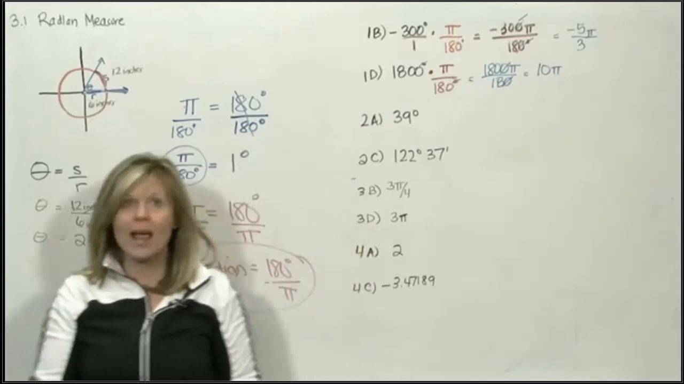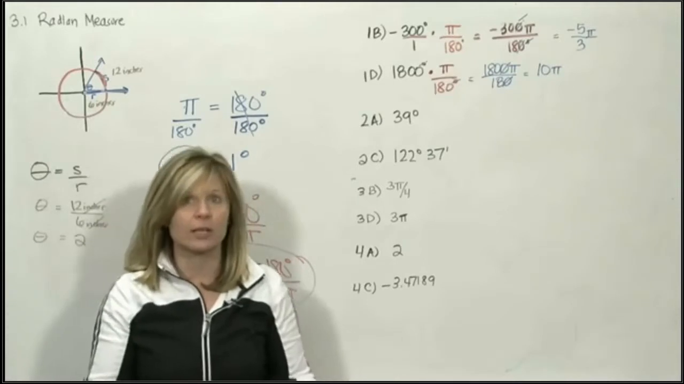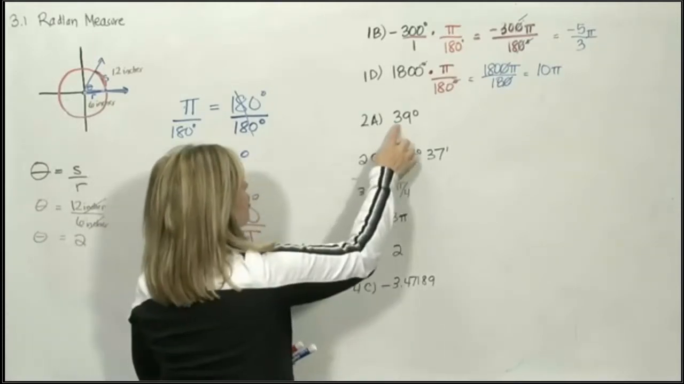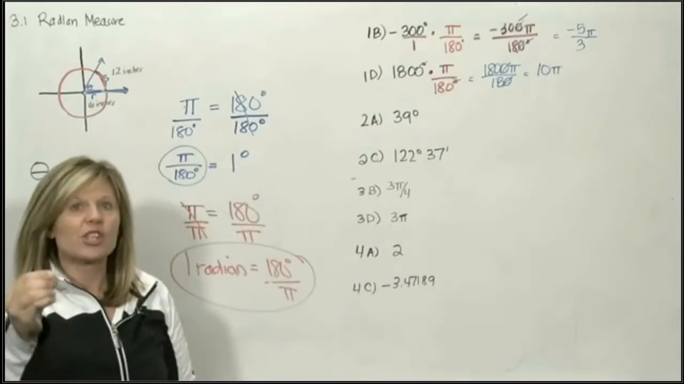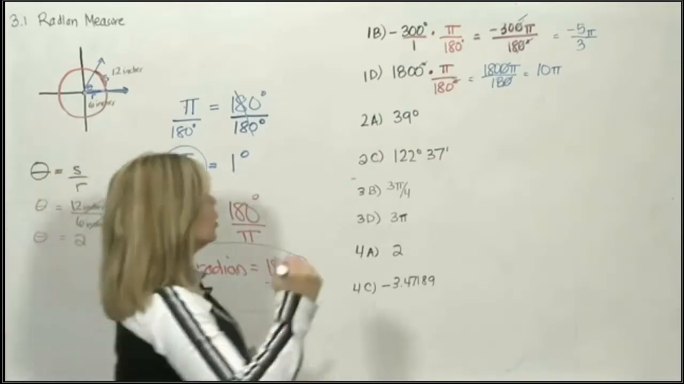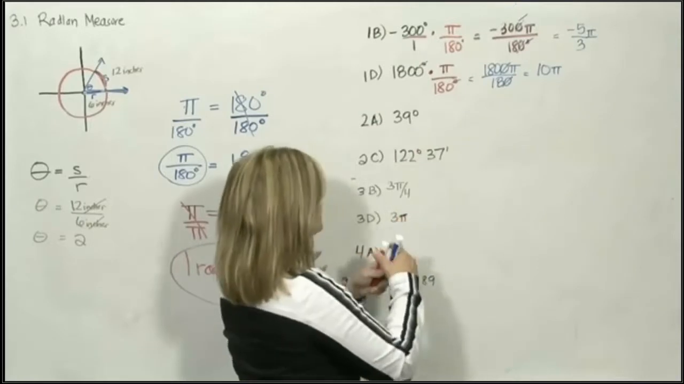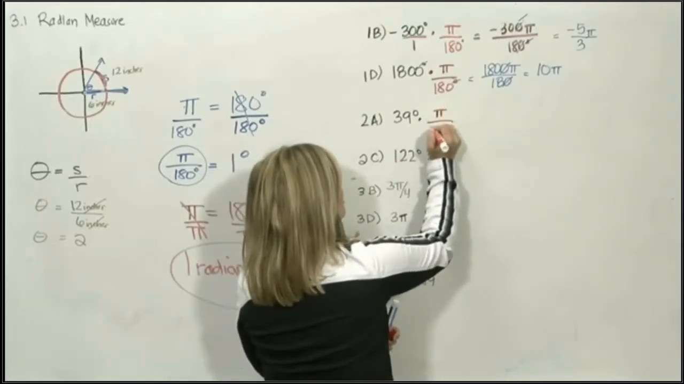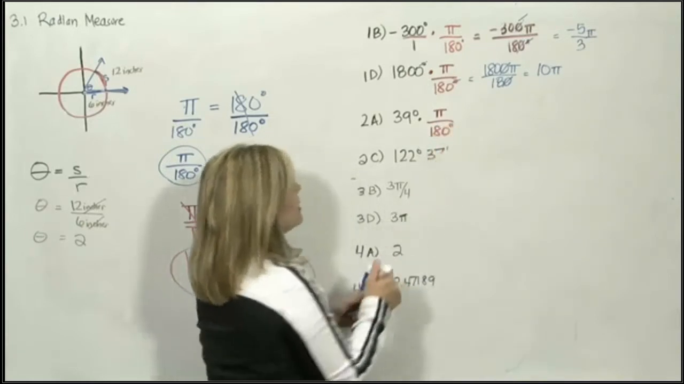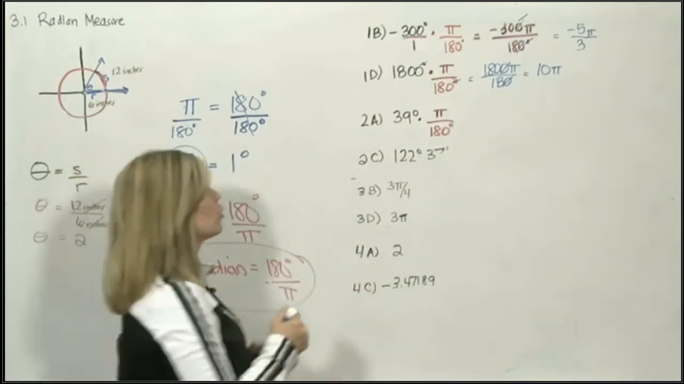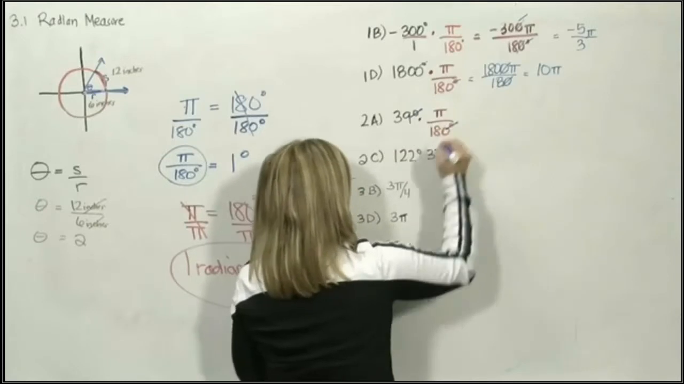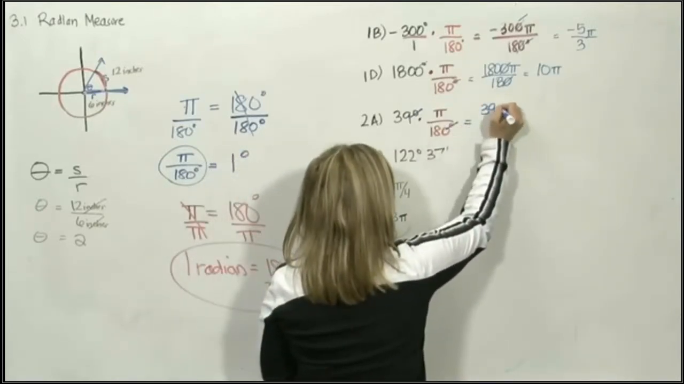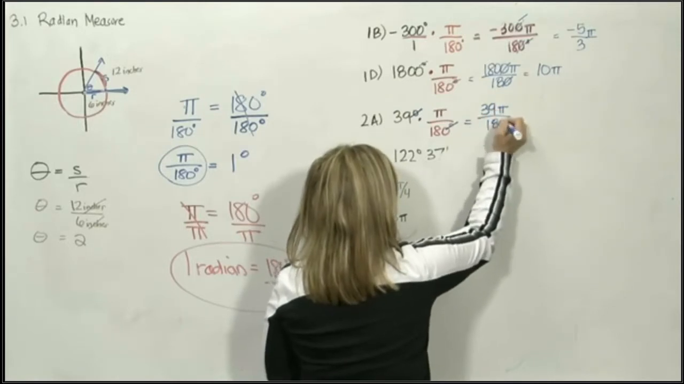When it says to round, we're obviously going to use our calculators. Okay, so again, I have 39 degrees. They want me to change that to radians. So the rule is the conversion. To change degrees into radians, what do we multiply by? That is correct. Pi over 180 degrees. What's going to happen to the degree symbols? They're going to cancel out. That's going to leave me 39 pi over 180.